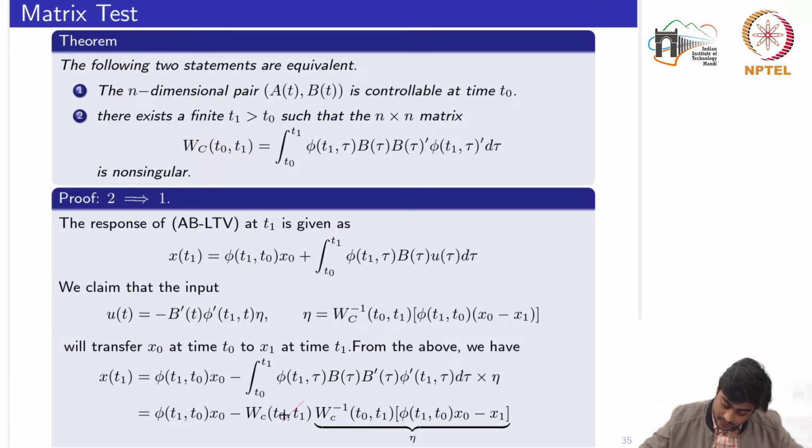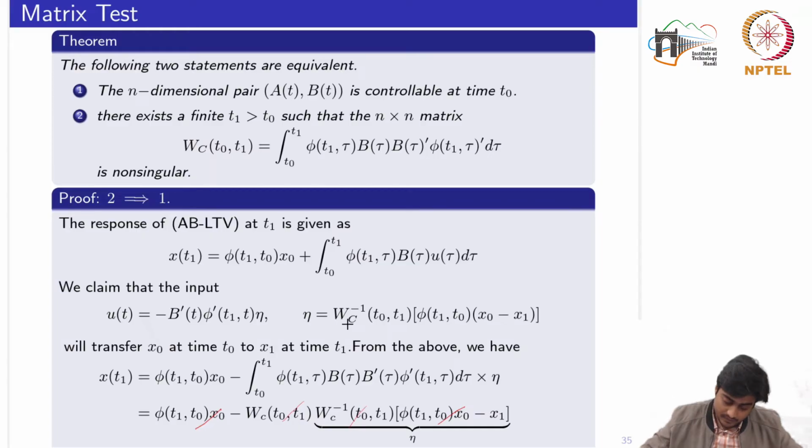Now this part and this part would become an identity. Phi t1 comma t0 x1 x0 would cancel out from here, and the rest of the part remains negative x1, meaning to say that x at t1 is basically equal to x1. Now the point of having that assumption that the controllability Gramian is a non-singular matrix is that if it is not, then I could not express eta like this, because in that case the inverse of WC does not exist.